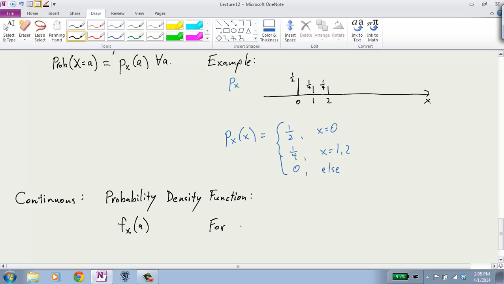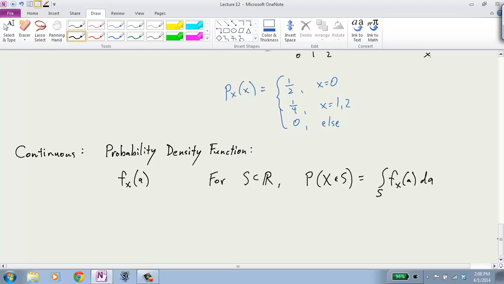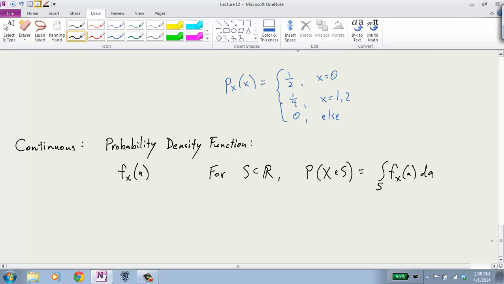for any set S that's a subset of the reals, the probability that x is in that subset equals the integral over that subset S. If this is confusing you, it doesn't need to be confusing. Let's just look at some common subsets. One example of a density function would be the uniform distribution.